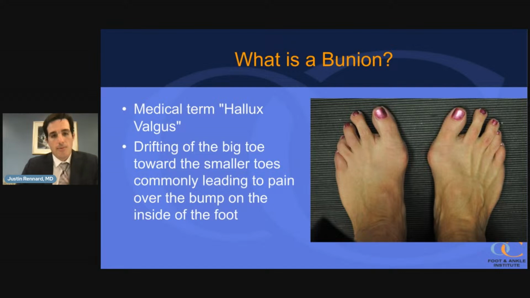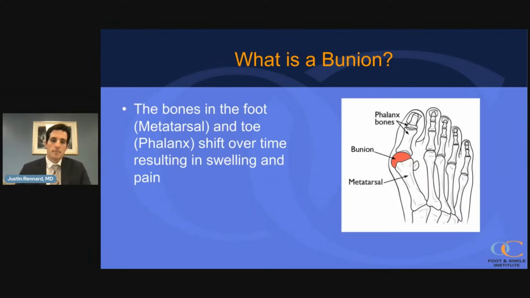So to start off, what is a bunion? The medical term for a bunion is hallux valgus. Essentially it's drifting of the big toe towards the smaller toes, which commonly leads to pain over the bump that develops on the inside part of the foot. You can develop pain in other parts of the foot because of a bunion, things like a crossover toe or pain on the ball of the foot, and inability to wear shoes. These are all things that can happen, but the term bunion basically just means that your big toe is drifting towards your smaller toes.